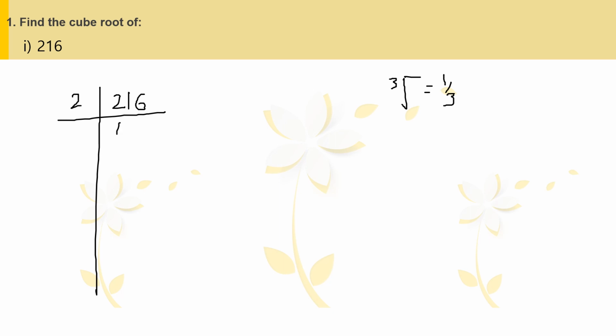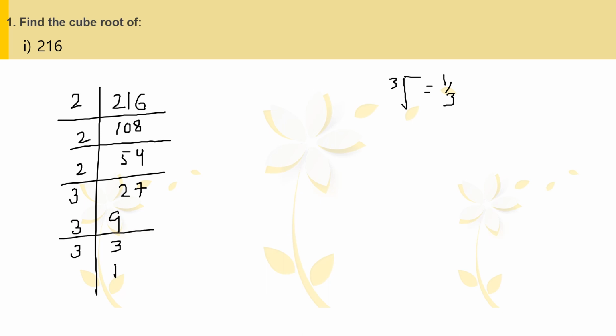2 1 is 2, 2 8 is 16. I will also place a 0 here. Now 2 5 is 10, 2 4 is 8, 2 2 is 4, 2 7 is 14. Now 27 is not divisible by 2. I will divide it with 3. 3 9 is 27, 3 3 is 9, and 3 1 is 3, right?